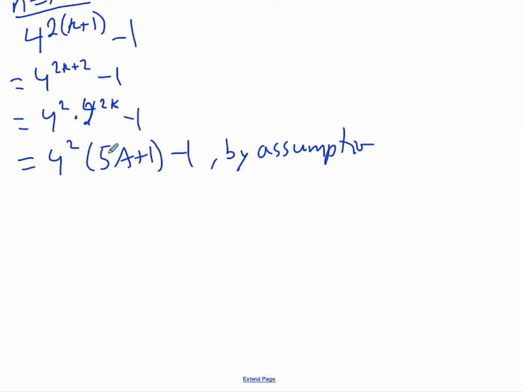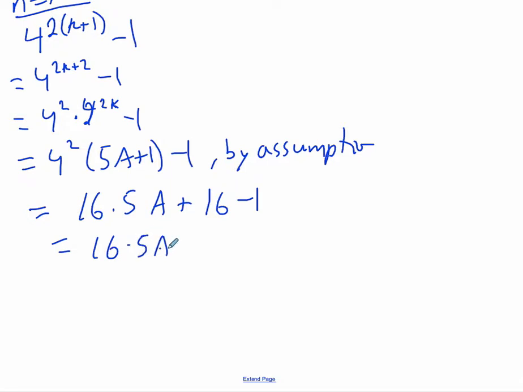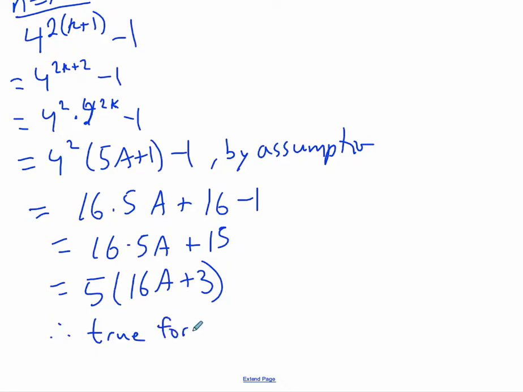Okay, and what we do is we'll simplify this and we'll show this is divisible by 5. So this is 16 times 5a plus 16 minus 1, which equals 16 times 5a plus 15. And we can factor out the 5, and we have 16a plus 3. Okay, so therefore it's true for n equals k plus 1.